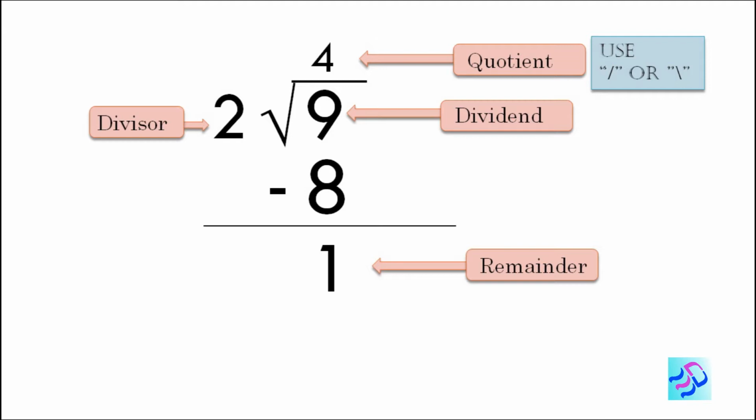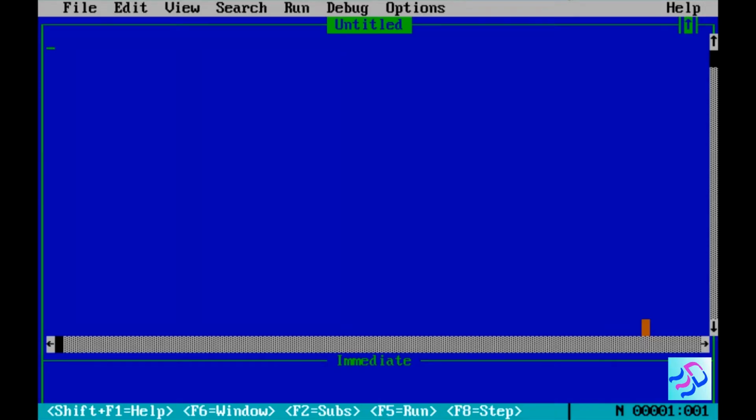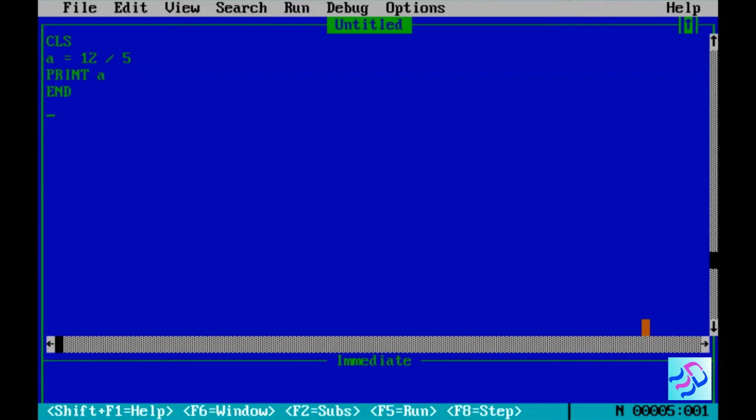Now let us see an example in Qbasic. CLS, A is equals to 12 divided by 5. Print A and F5, 2.4. When we use forward slash, the result is always in decimal. Now let's use backward slash. F5, the answer is 2.